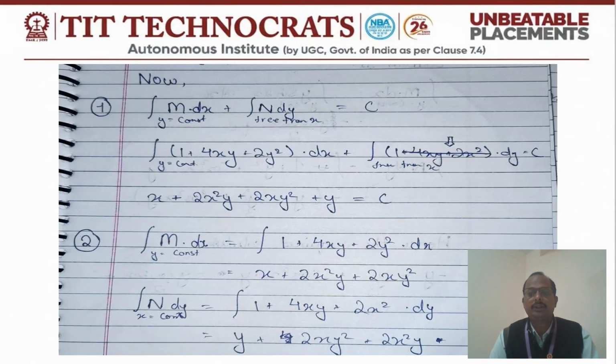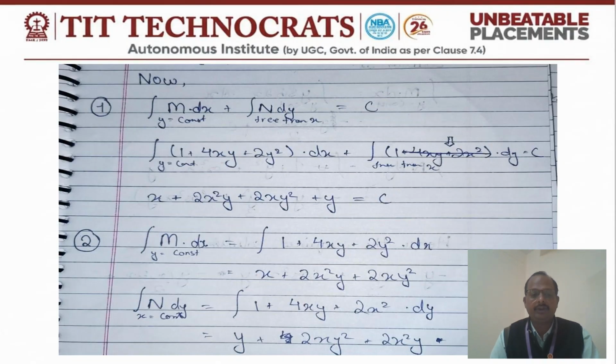So you can see here it is written that 1 plus 4xy plus 2x square. Symbolically, the two terms 4xy and 2x square are cut here just to show that we don't need to take these terms in n. You have to take only those terms that do not have x. So by integrating, we can get the solution.